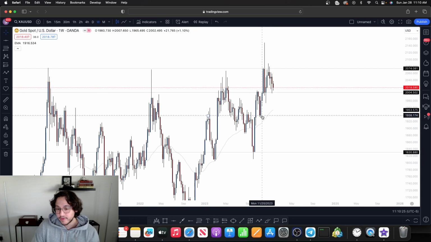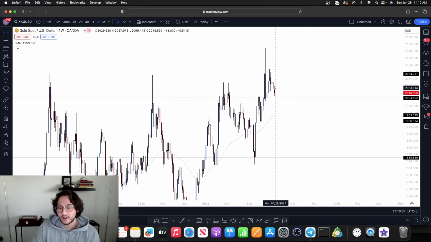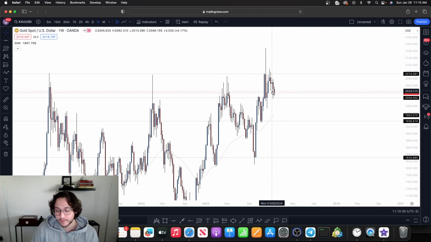Now these two previous supports can be used as future profit targets. So whenever price starts breaking under these areas, this can be used as a take profit. Same thing over here. Whenever price starts breaking under this area, this can also be used as a take profit. But since price is currently trading at the moment, we're going to focus at this point right over here.